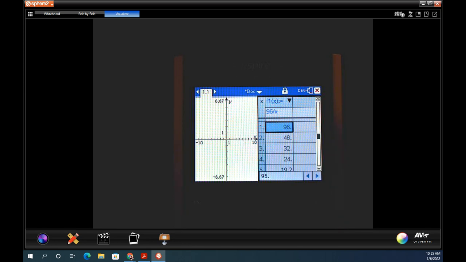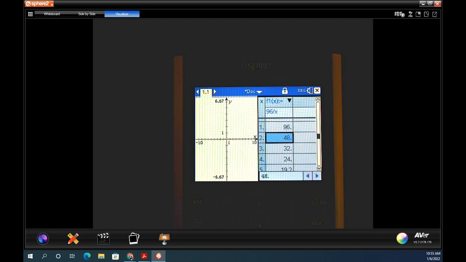We don't care about the graph. Then we go to our table, Control T. Now, we've got our x column and we've got our y column. Here's your y column. You're only looking in the y column and you skip all decimals.